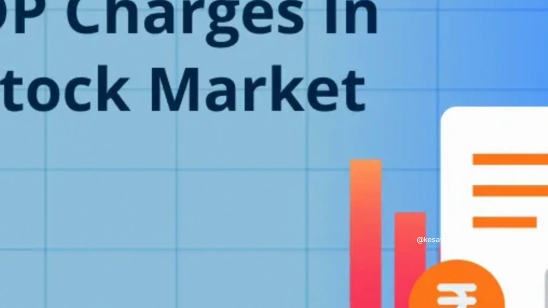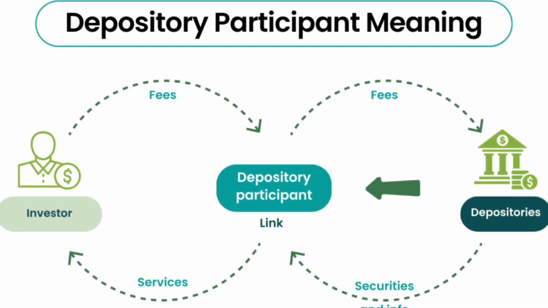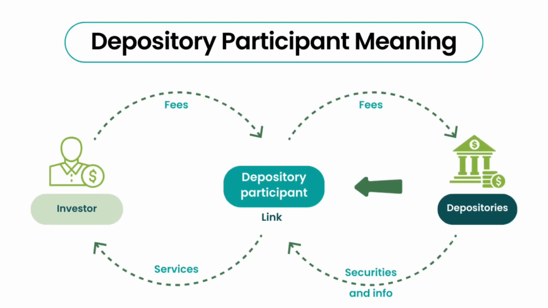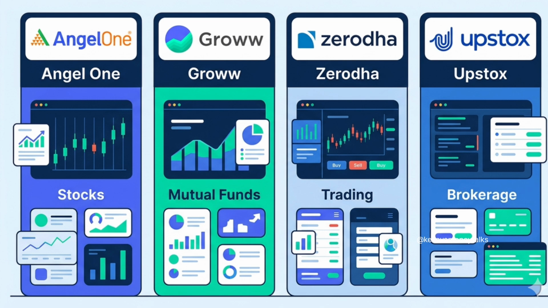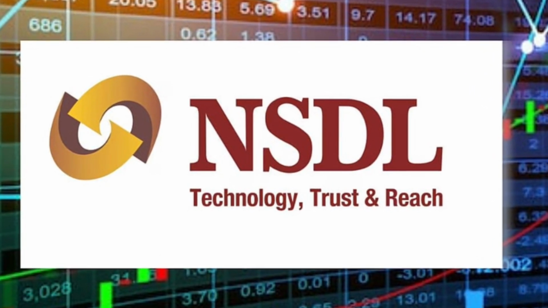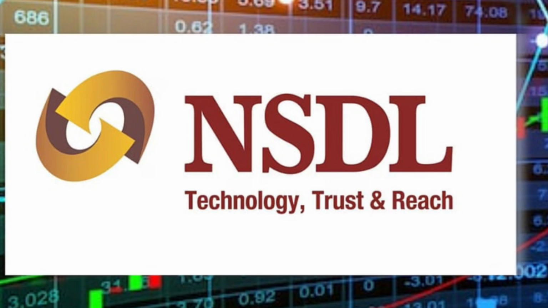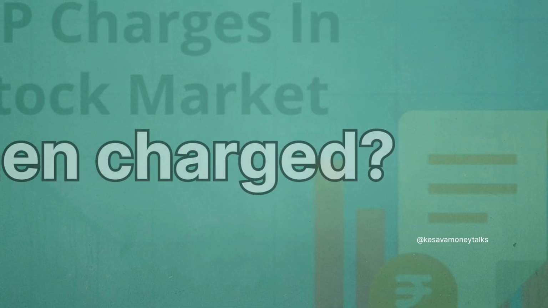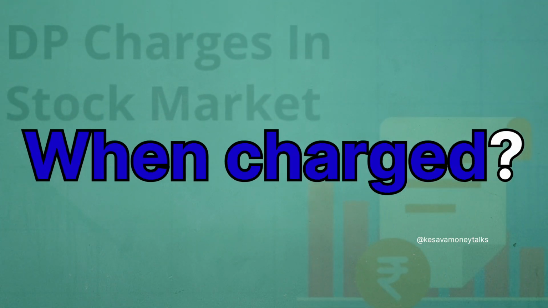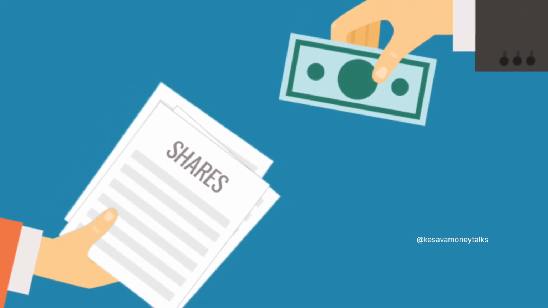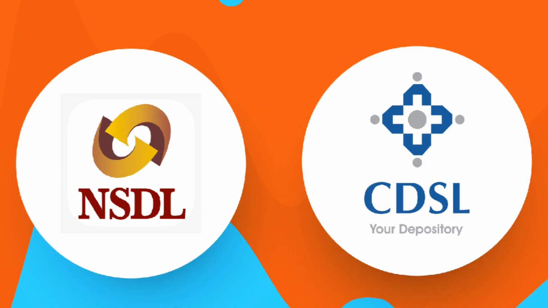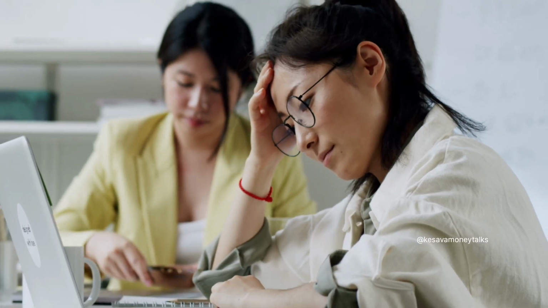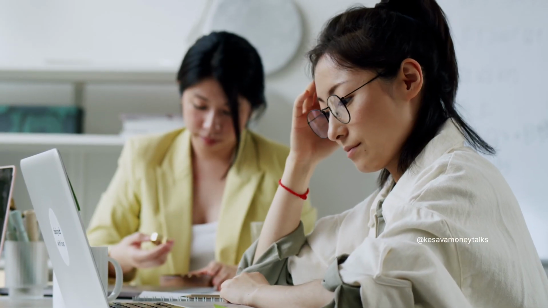And part 8, DP charges. Many beginners don't know this charge. DP full form: depository participant. Examples: Angel One, Zerodha, Groww. Linked to National Securities Depository Limited, NSDL, and Central Depository Services Limited, CDSL. When is it charged? Usually when selling delivery shares. Who receives it? Depository and DP. This is why people often notice charges even when brokerage is zero.